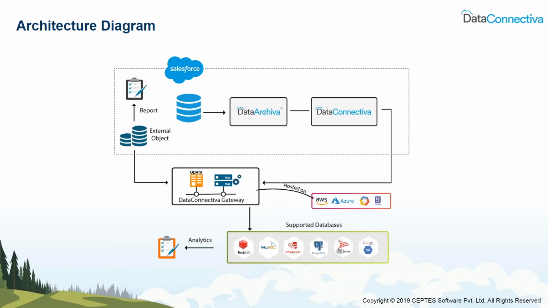One is Redshift, MS SQL, MySQL, Postgres, and Oracle. And the deployment can vary across different cloud platforms. For example, AWS, we support Heroku, we support Azure, we also support Google Platform. In addition to these, you can also use on-premise. In case you have on-premise databases, you can very well connect to them directly all the way from Salesforce, using our data archiver, the gateway component.